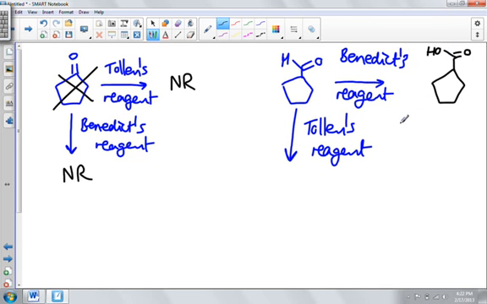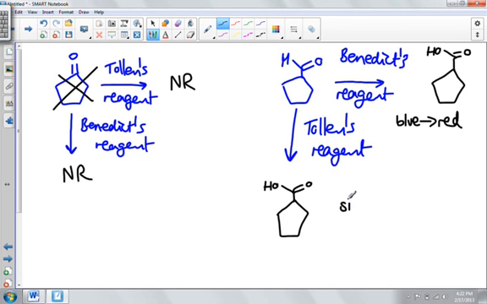And so for this we'll see that color change from blue to red. That's an indication that the reaction has worked, and that's a positive result. For the Tollens reagent, again, it's a positive. It's going to be a positive test because aldehydes can be oxidized to carboxylic acids.